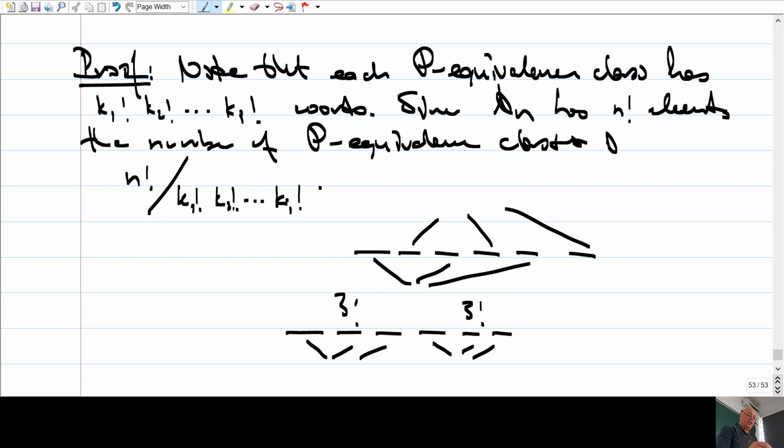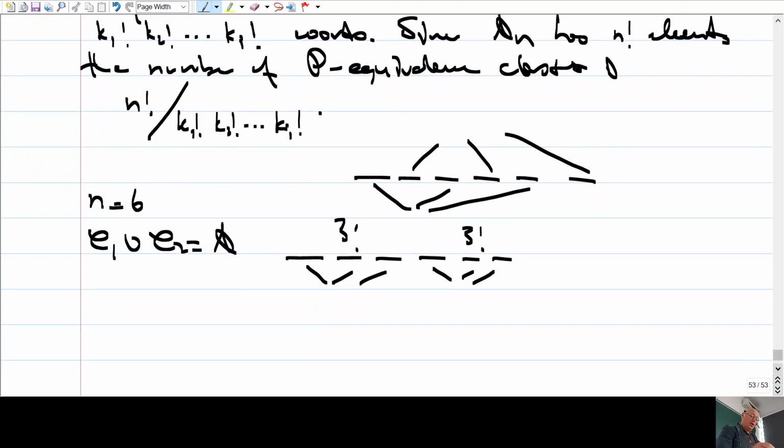So in this example I choose n equals 6, and my alphabet is divided into two sets. Each has 3 letters, and we consider words of length 6. So I will use all the letters. Suppose I have a word where the first, third, and fifth letters are from C1 and the rest are from C2. What is the number of elements in the equivalence class of this word?